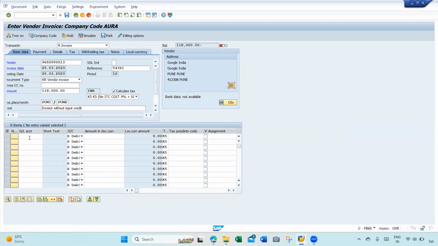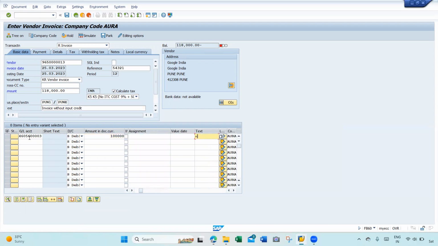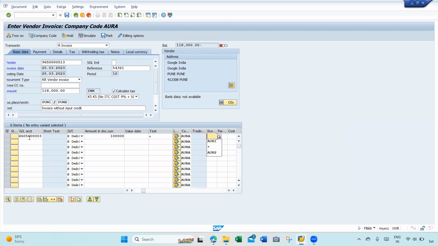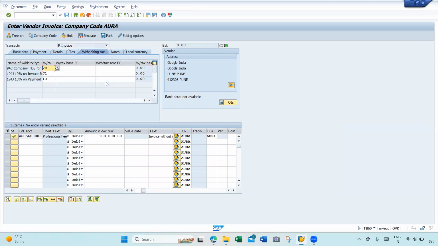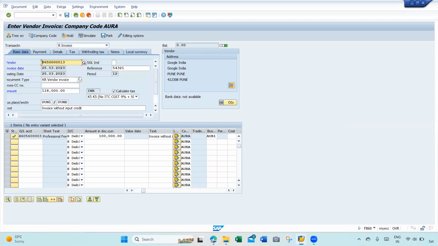Here I will take some expense. Don't go by the expense and TDS rate. This is just to show input tax credit and without input tax credit. And we have the withholding tax condition. It is on the invoice, so invoice one is selected. Now I will simulate it.